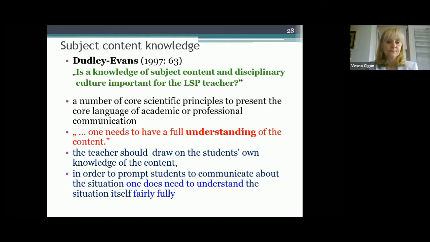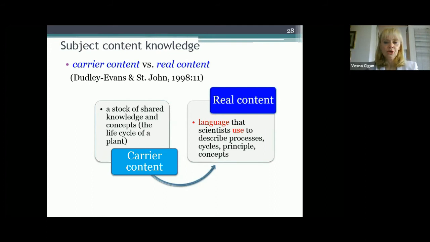In respect of the subject content knowledge, Dudley Evans and St. John make the distinction between carrier content and real content. Carrier content is a stock of shared knowledge and concepts, for example, the life cycle of a plant. It is an authentic topic that can be used as a vehicle for the real content of the teaching unit. The real content of the teaching unit is the language scientists use to describe processes, cycles, principles, or concepts.